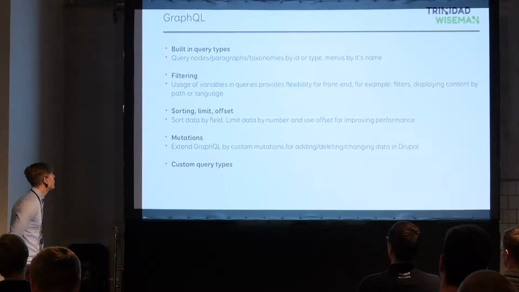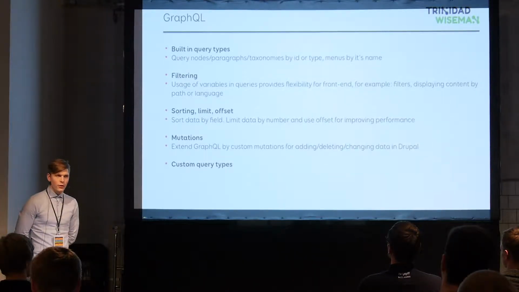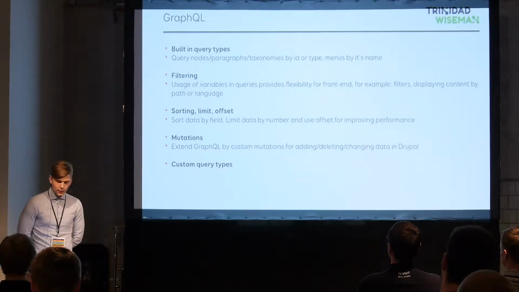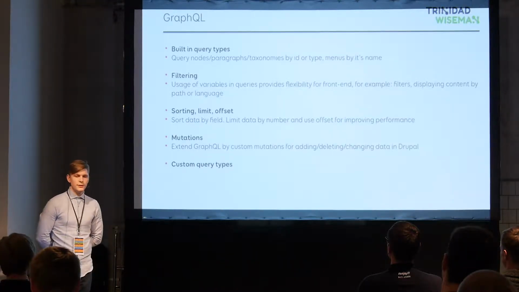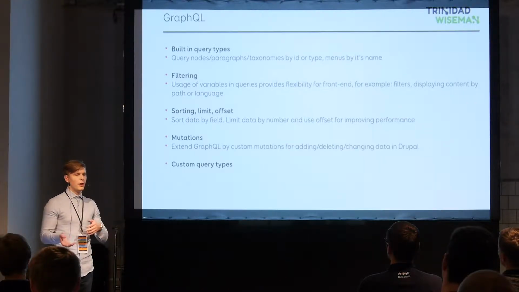So, something about GraphQL itself. In Drupal, it has built-in query types. You can query nodes, paragraphs, taxonomies by their ID or type, and also menus by their name. And it also has many queries, like you can put in the path of the node, and then it gives you the content that is under that path.